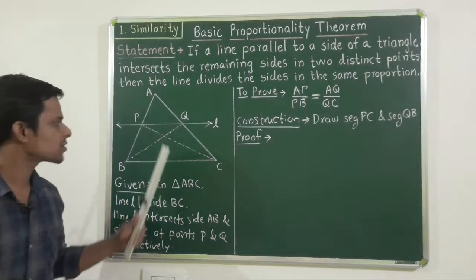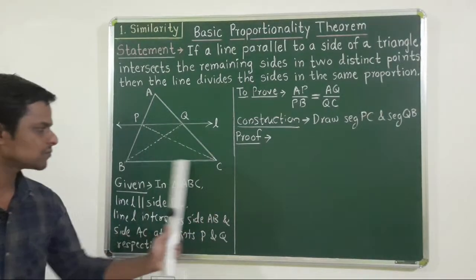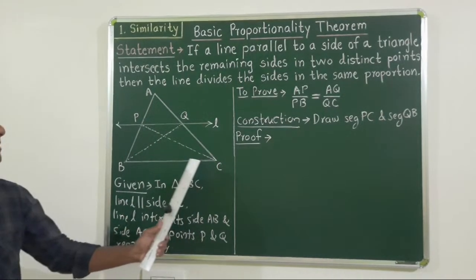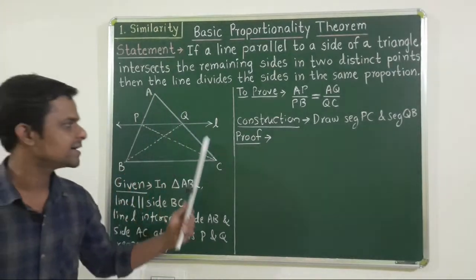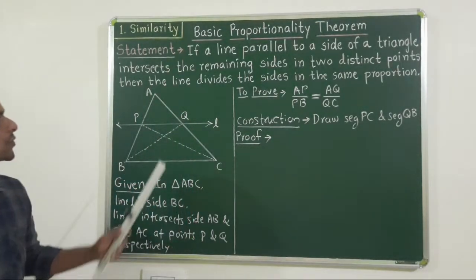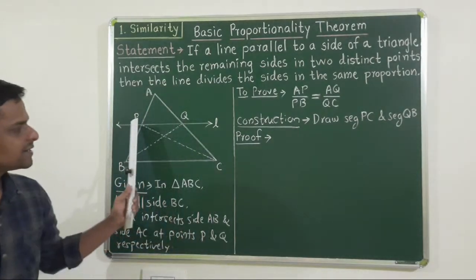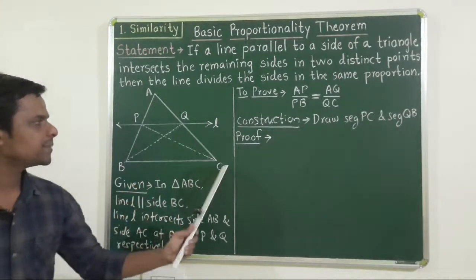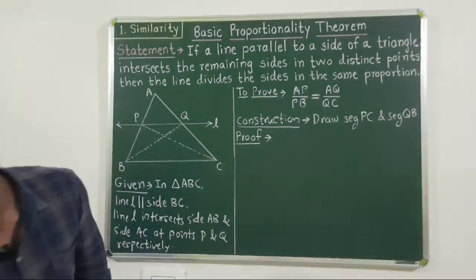See once again, we have drawn the proper diagram, that is triangle ABC. There is one line L which is parallel to one of the sides of the triangle, that is side BC. Line L divides side AB at P, and line L divides side AC at point Q. We have to prove AP upon PB is equal to AQ upon QC, and we have drawn segment PC and segment QB. Now we will move towards the proof.